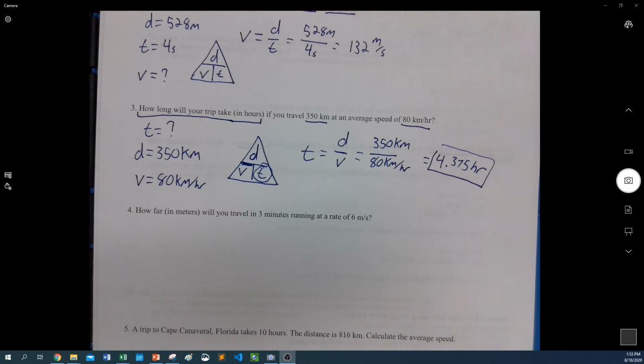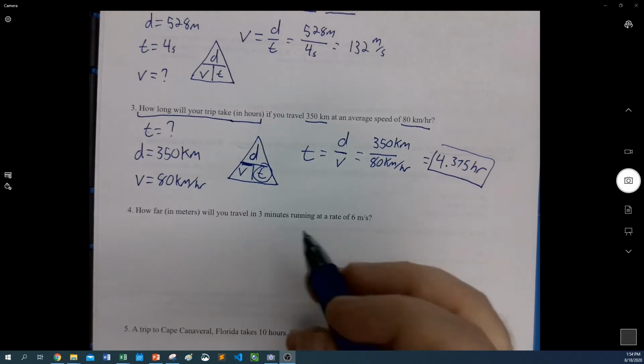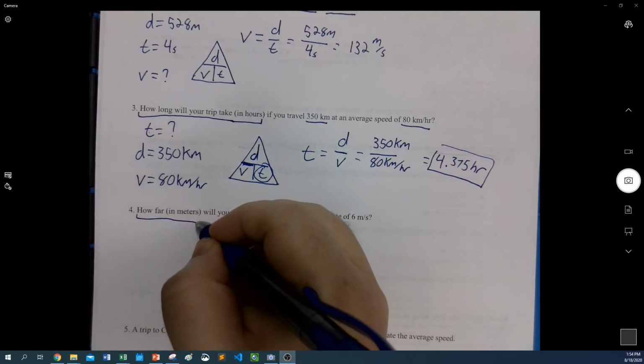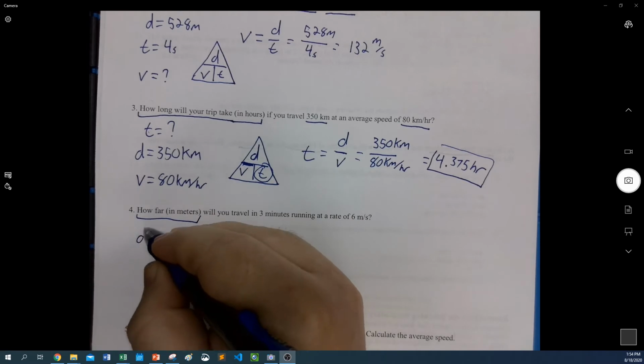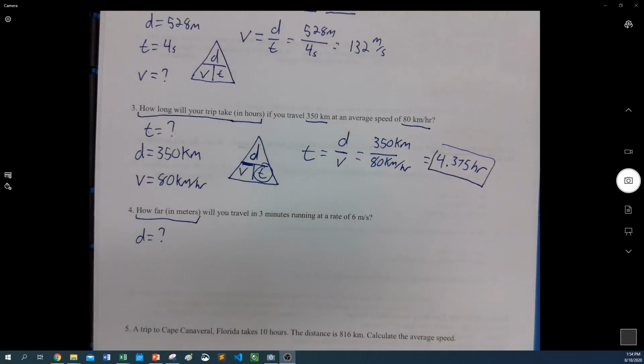Everyone get an answer? Anyone want to say what their answer is? Raven? Did everyone get 18 meters? Anyone get something different? I'll give you a hint. 18 meters is wrong. Alright. So how far in meters? That's looking for a distance.